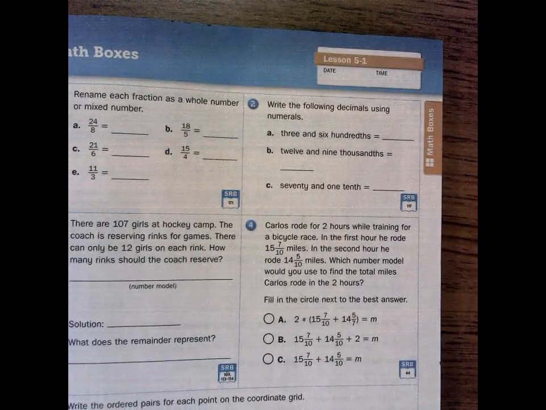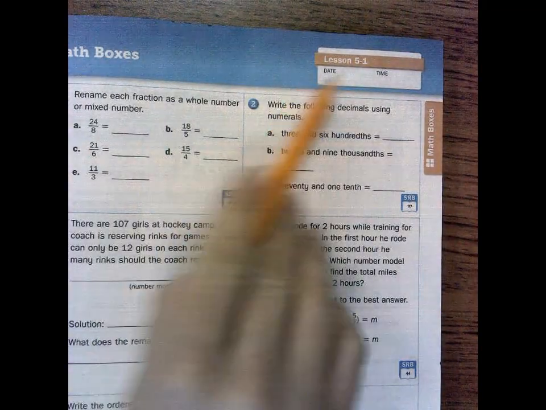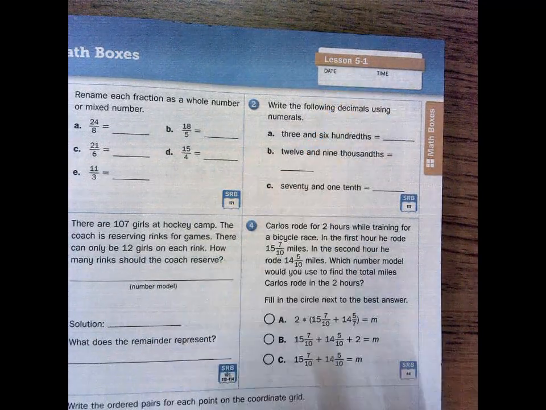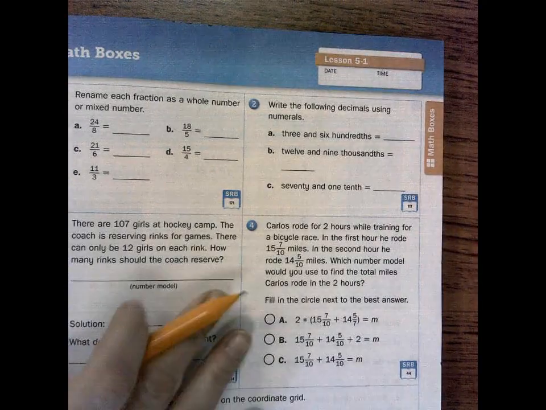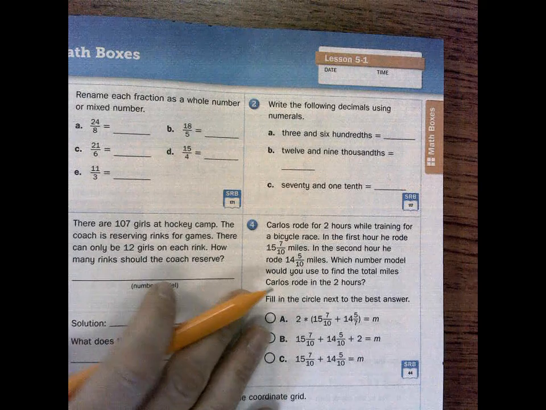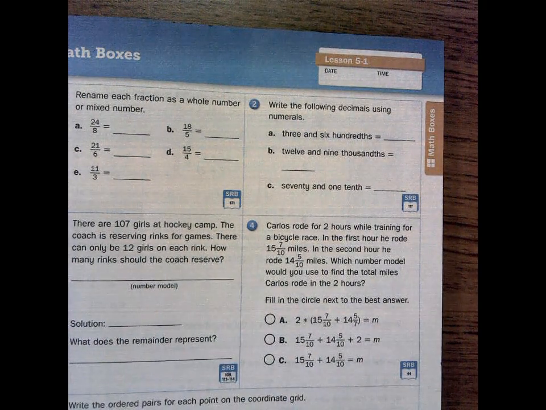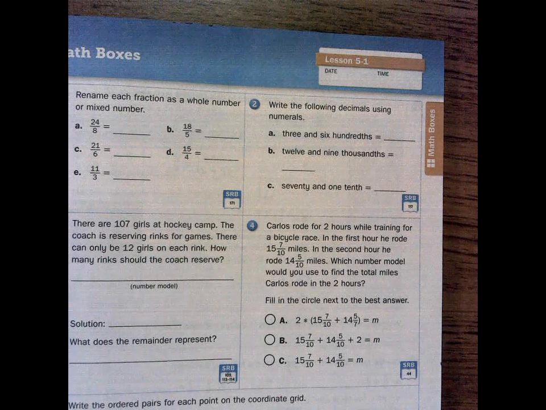All right, we're going to be working in the Volume 2 book. We're on our first lesson of Chapter 5 and our first page that we can work on in our Volume 2 book. We will be working on page 153. Rename each fraction as a whole number or mixed number.